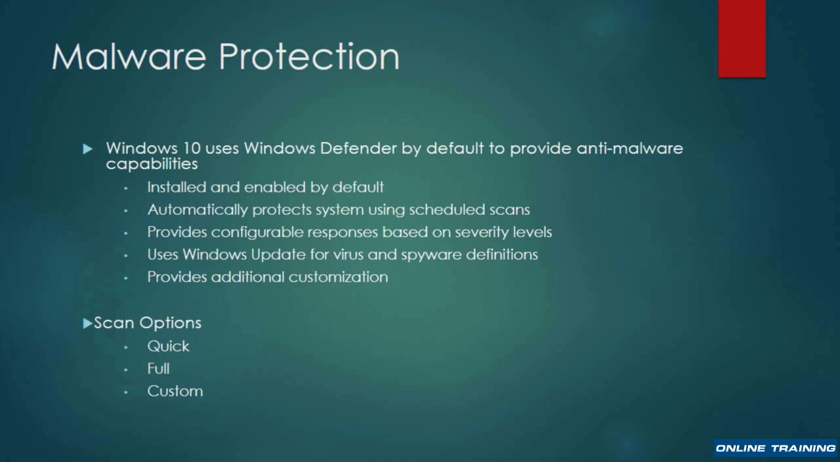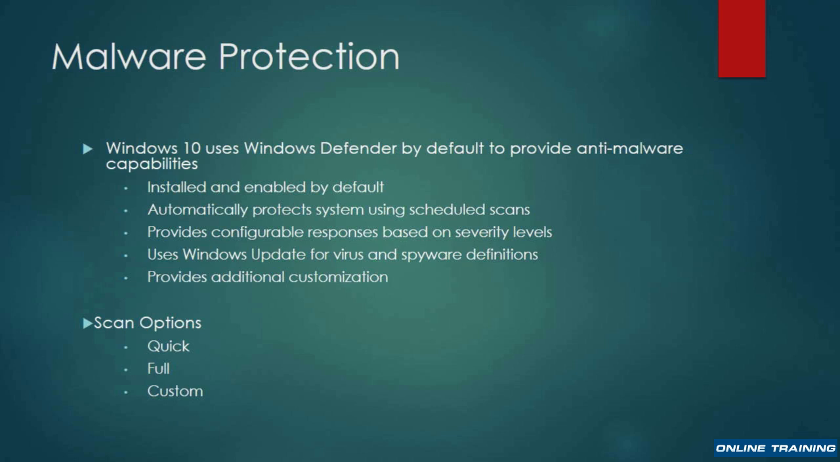The anti-malware program in Windows 10 is the same anti-malware program that we've had for a while. In Windows 7 with Microsoft Security Essentials, you got both antivirus and anti-spyware protection. And then with Windows 8 and 8.1, that was just added into Windows Defender. Windows Defender is installed and enabled by default. It's automatically protecting the system using scheduled scans.